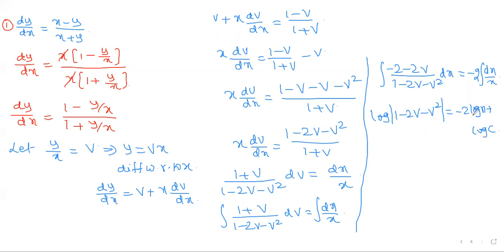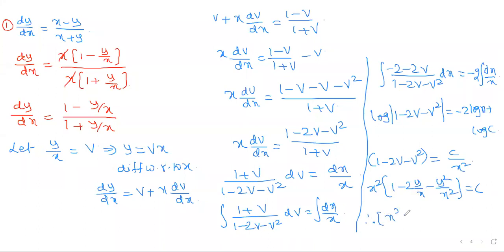So here, totally cross multiplying, this value becomes 1 minus 2v minus v square is equal to c by x square. So x square into (1 minus 2 into y by x minus y square by x square) is equal to c. If we take x square as LCM and cancel, therefore the solution is x square minus 2xy minus y square is equal to c. So this is the solution of dy by dx is equal to (x minus y) by (x plus y). Do you understand?